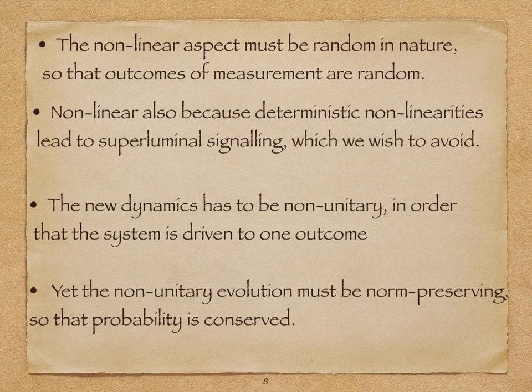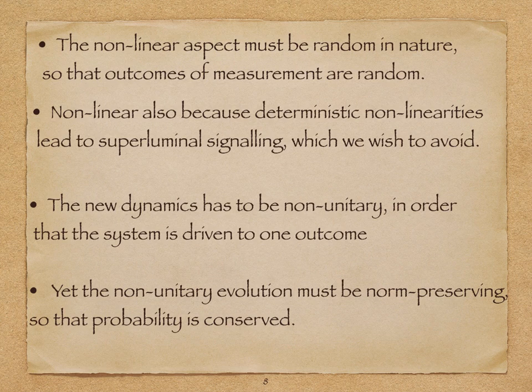The new dynamics has to be non-unitary. It has to have a non-unitary aspect in order that the system is driven to one outcome. It's not enough to be non-linear. You also have to be non-unitary. Non-linear would just oscillate you between, say, one stationary state and another, but that's not what we want. We want a complete breakdown of superposition, a collapse of the wave function.